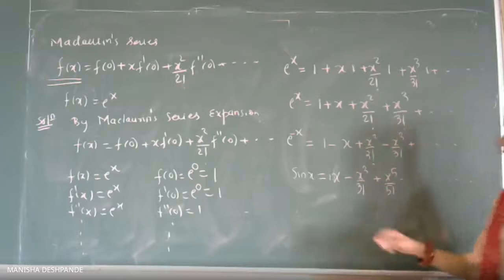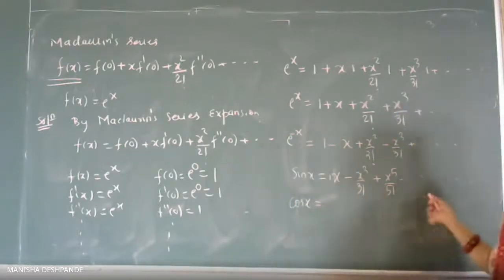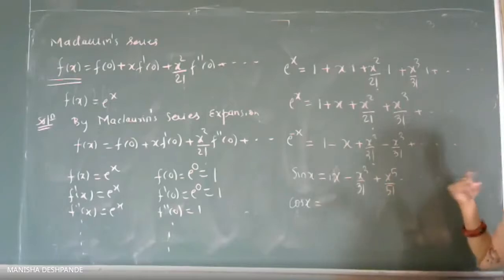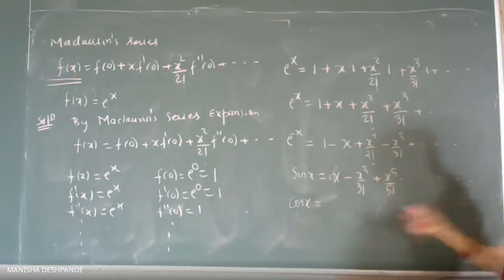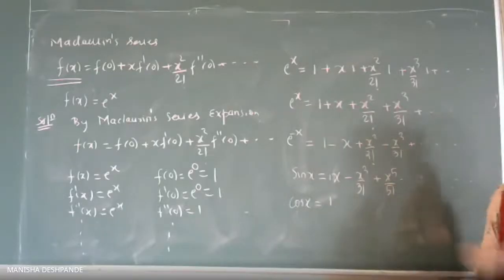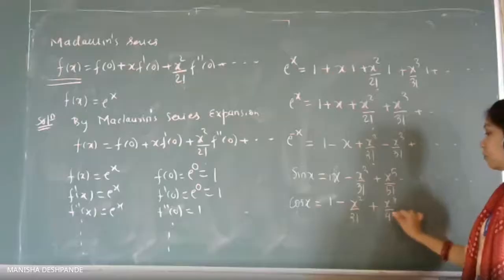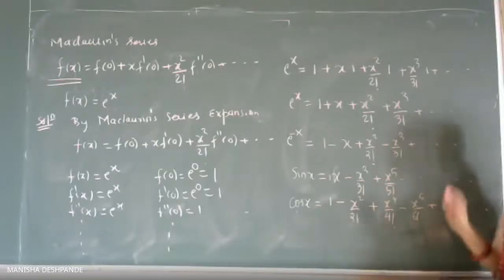Now, cos x is an even function. So now can you guess what will be the expansion? You know the expansion, but you will have to remember it. If you don't remember it, how will you write it? It's an even function, so it should start with x to the power 0, then x to the power 2. So x to the power 0 means 1. Then alternate plus minus sign: x square by 2 factorial plus x raised to 4 by 4 factorial minus x raised to 6 by 6 factorial. Is it okay? Clear?